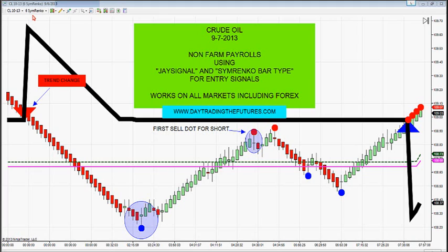A lot of traders, and myself included, like to use a 2 or 3 SymRenko. Your average stop is going to be right around 6 to 8 ticks, because what I do is after I get the dot to entry, I get a red triangle for trend.